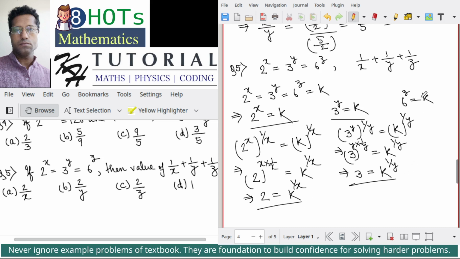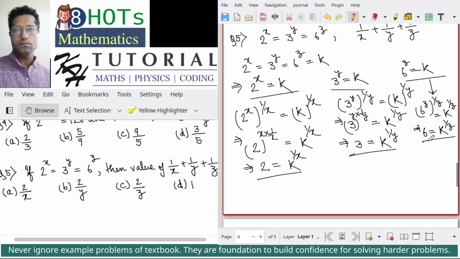Similarly, if you follow the same steps for 6 raised to the power z is equal to k, you will see that if I take the power of 1 by z on both sides, this implies 6 will be equal to k raised to the power 1 by z. So I have these three equations: 2 is equal to k to the power 1 by x, 3 is equal to k to the power 1 by y, and 6 is equal to k to the power 1 by z.